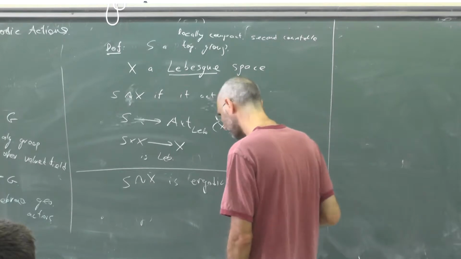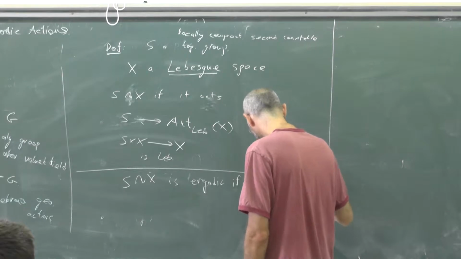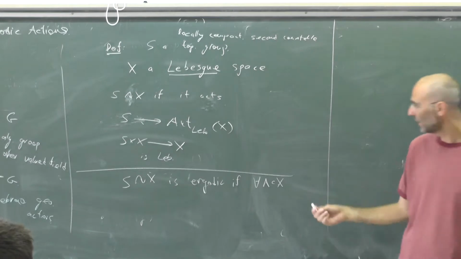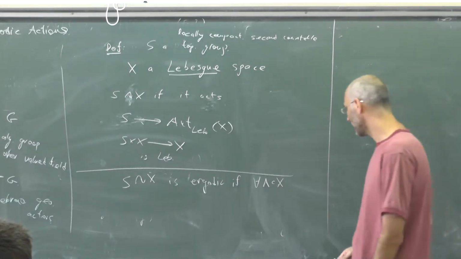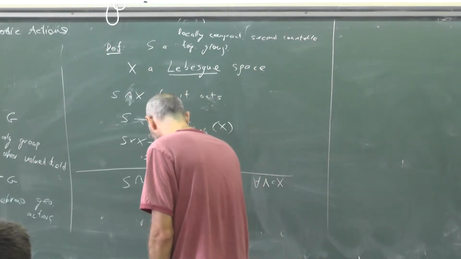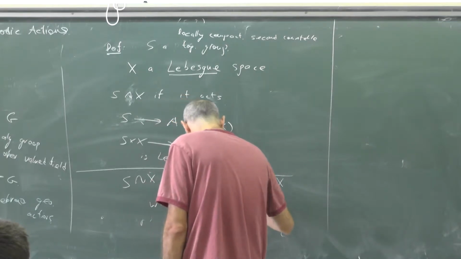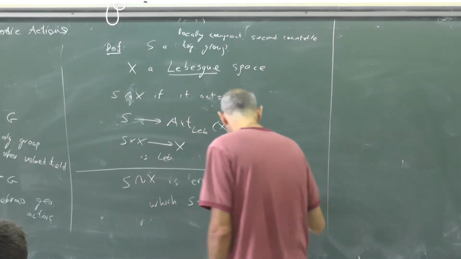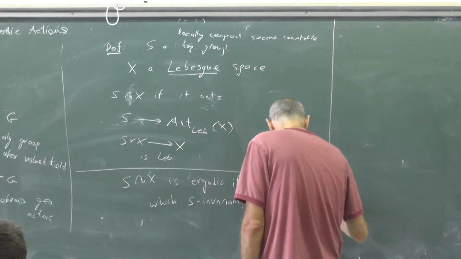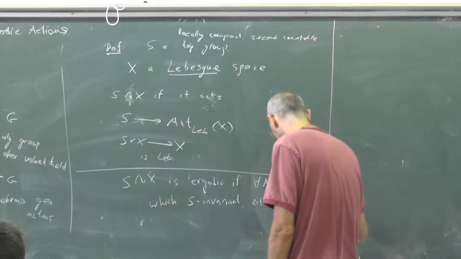If for every A in X, so this should be read Lebesgue measurable, which is S invariant, either mu A is 0, or mu of X minus A is 0, where mu is my measure.